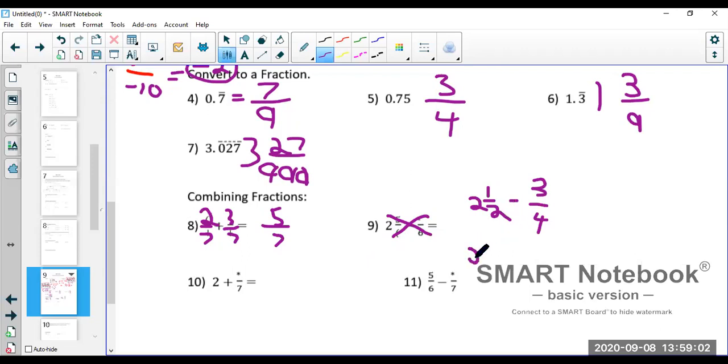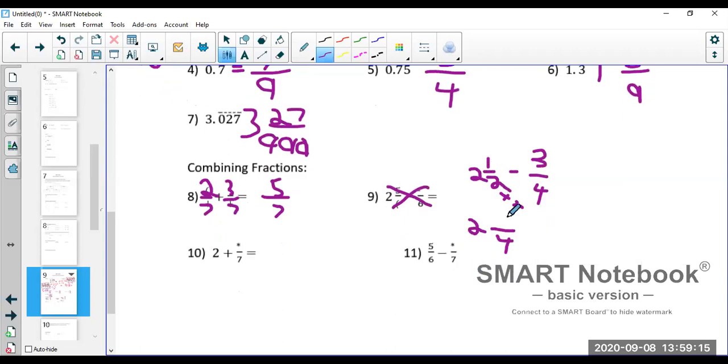Which becomes 2, 1 over 2. Well, we're going to times this by 2. Whatever we do at the bottom, we do the top. So 2 times 2, that becomes 4. 1 times 2, that becomes 2. Then we're going to minus 3 over 4.